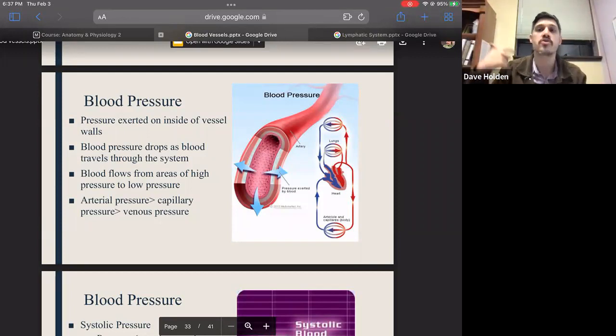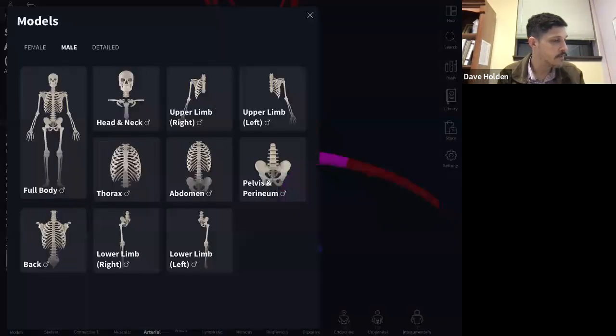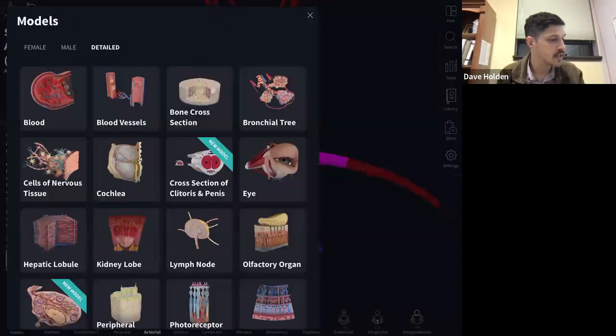As blood is traveling through the system, as it's moving, that pressure should drop. Blood will naturally flow from areas of high pressure to low pressure. That's just like diffusion. We don't have to do anything to make that happen. That's just how nature works. It just happens. High pressure to low pressure. Arterial pressure will be the highest. And as you look back at our blood vessel diagram, you guys will see a clear line regarding blood pressure.